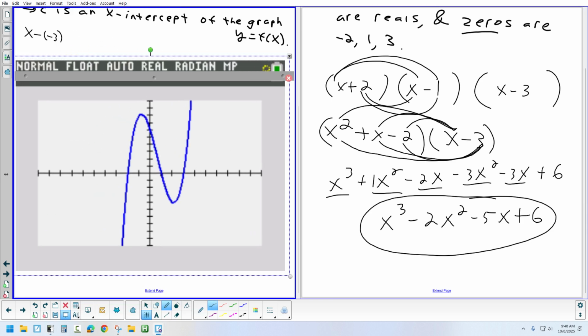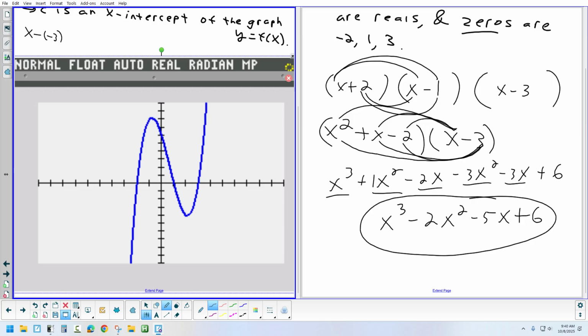Make that a little bit bigger. Does it look like it crosses at those three numbers? Yep, perfect. So you can make it cross any numbers you want it to cross at by doing what we did right there. Okay. Any question on that?